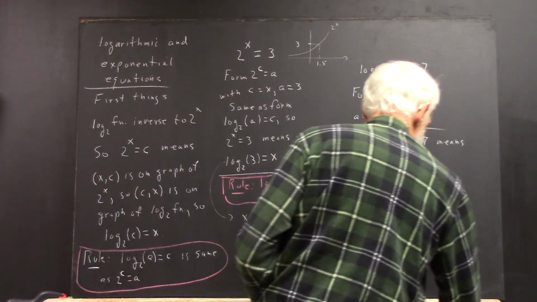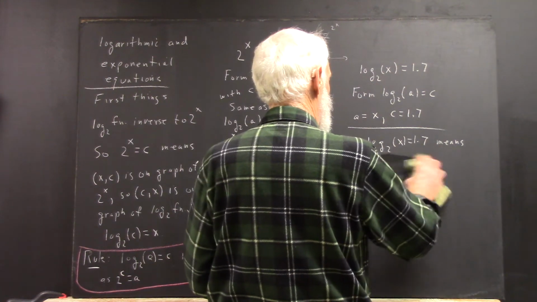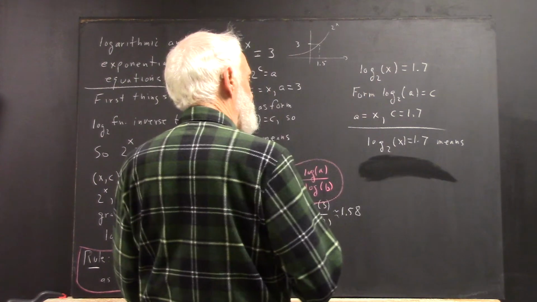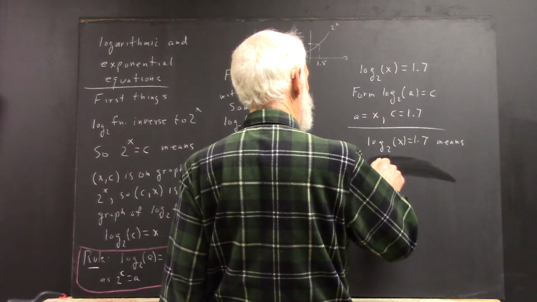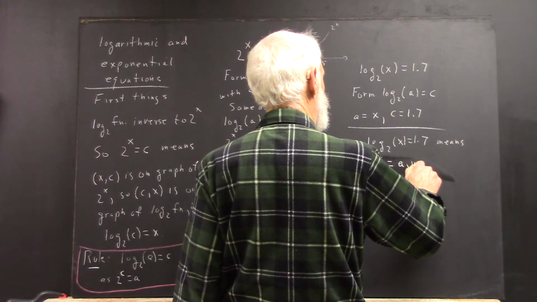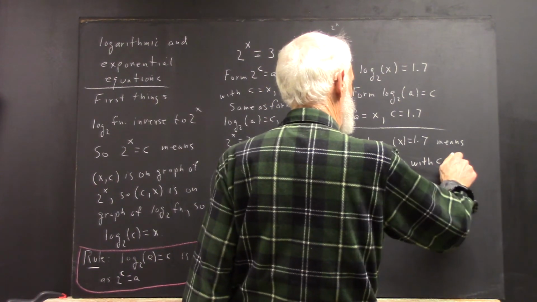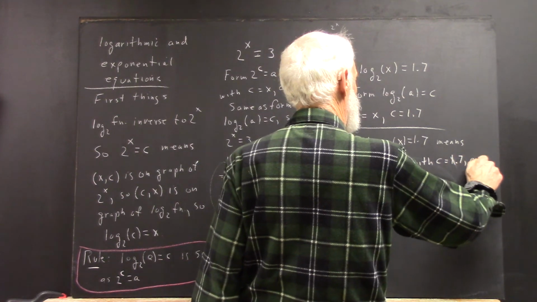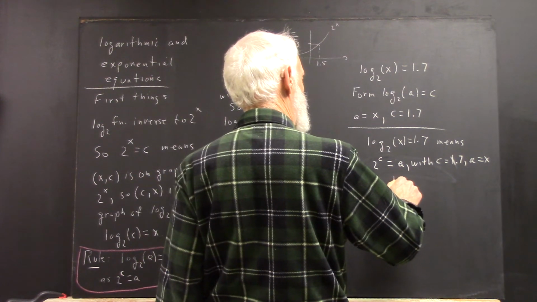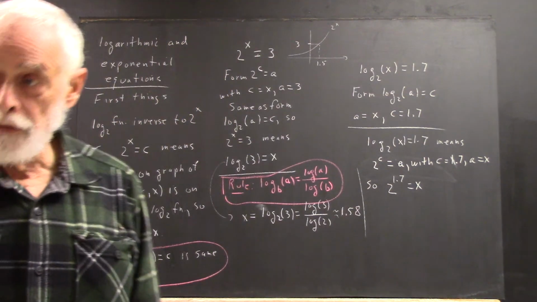And I actually skipped a step there that I want you to do. That's what we're going to get. This means that translates to 2 to the 1.7 equals X.